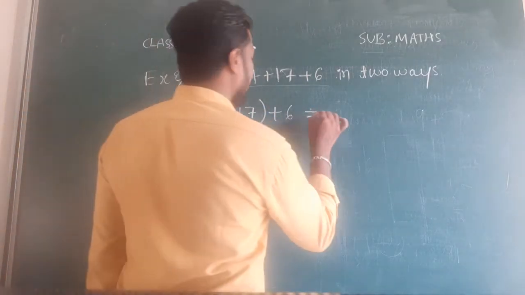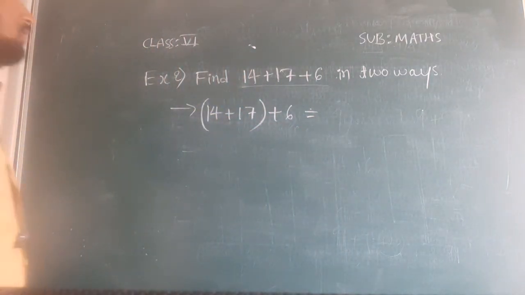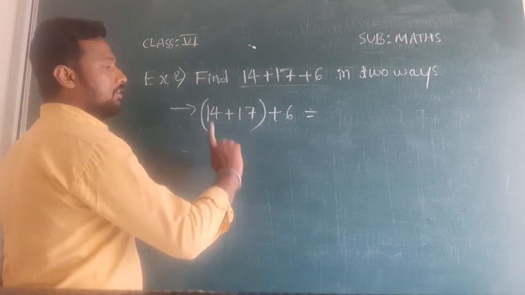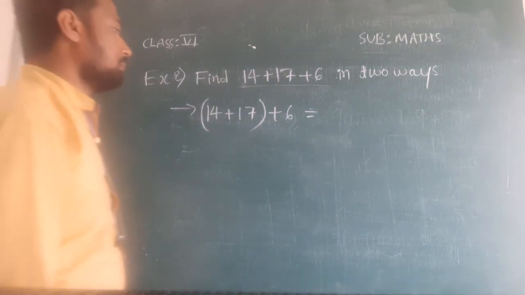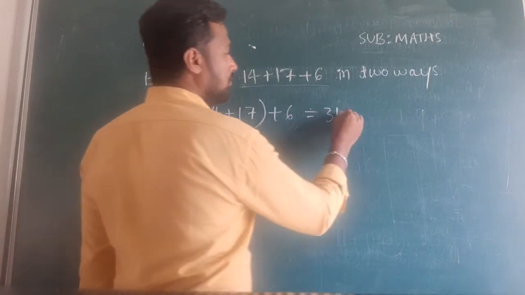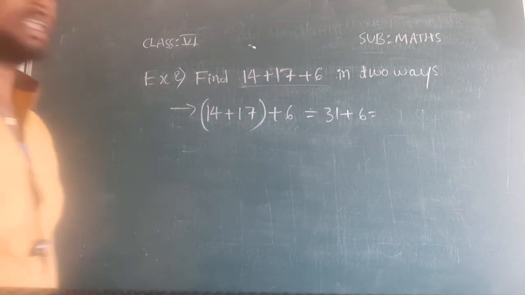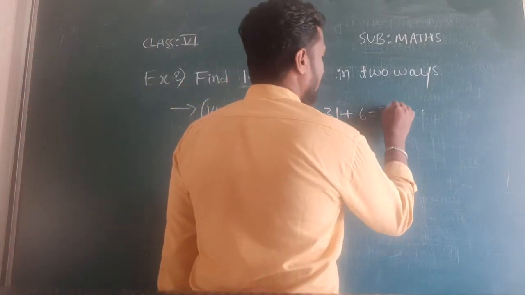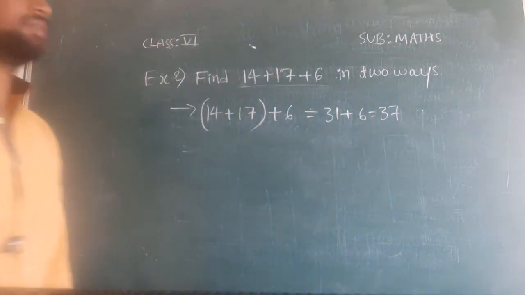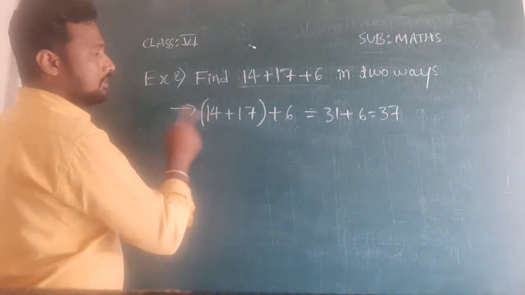Now if you add here, what you will get? 14 plus 17. What you will get? 14 plus 17 means you will get 31. So 31 you will get for 14 plus 17. Next we have plus 6. So 31 plus 6 means what you will get? 37. 31 plus 6, 37. Next, this is the first method.